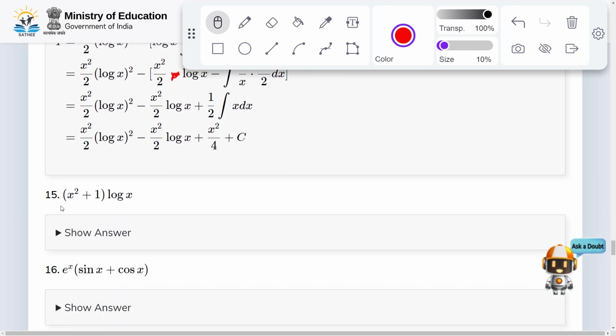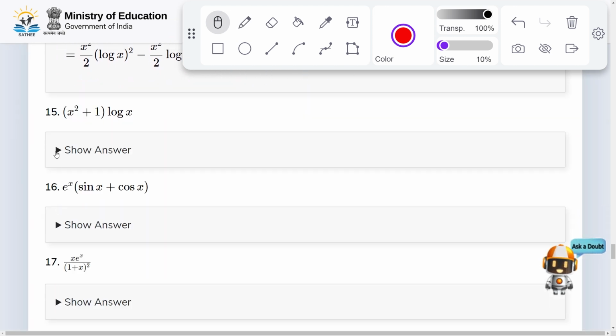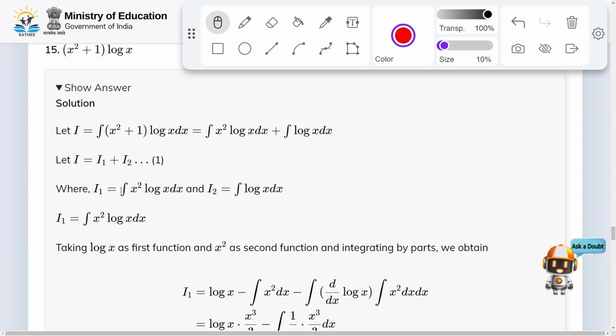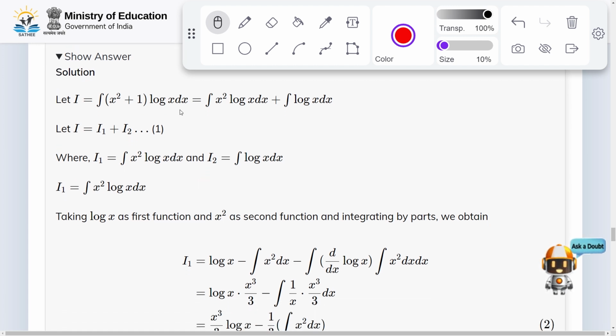Okay, let us move to the next. Now the 15th problem says integrate this. So log x will be your first function, the obvious thing. But we have to evaluate it separately. How? The integration of x square log x dx plus the integration of log x dx, I1 plus I2. I1 is the integration of x square log x dx and I2 is just this.